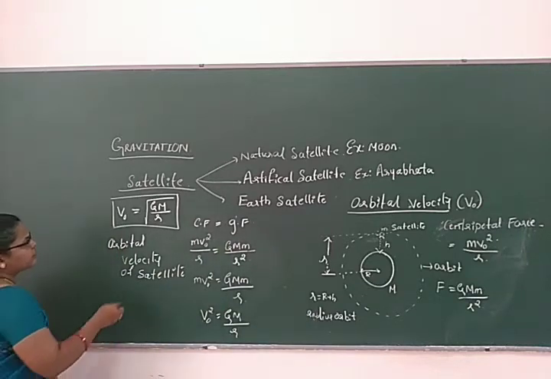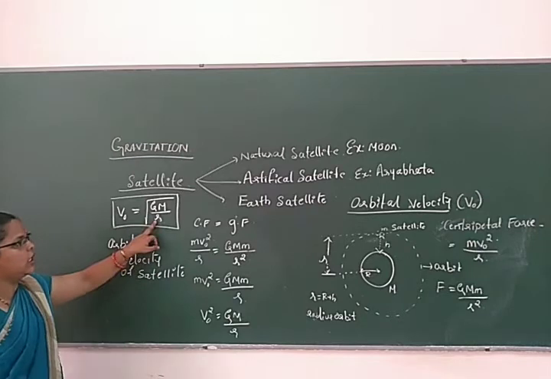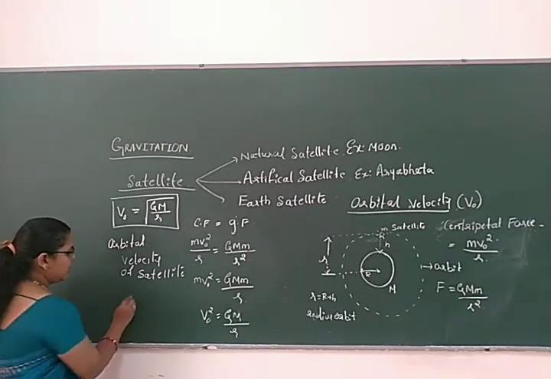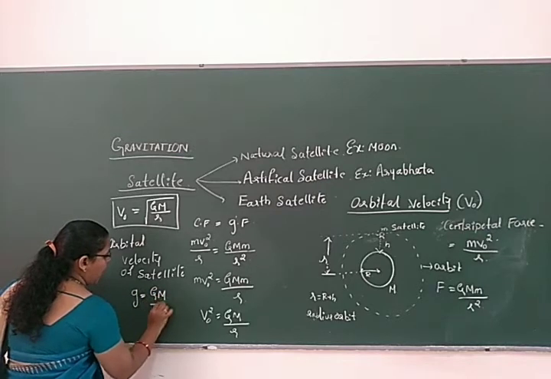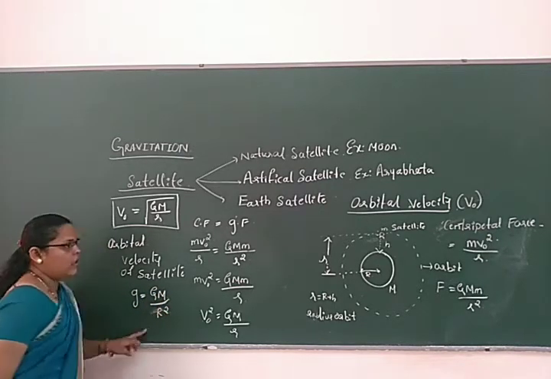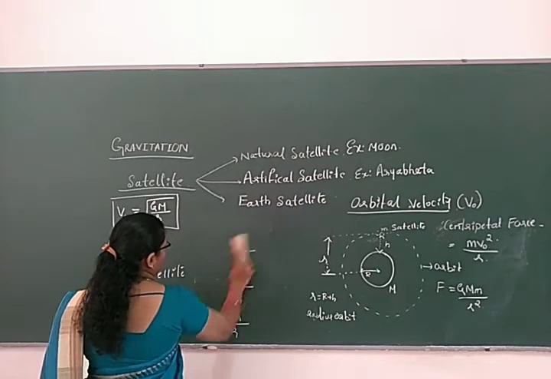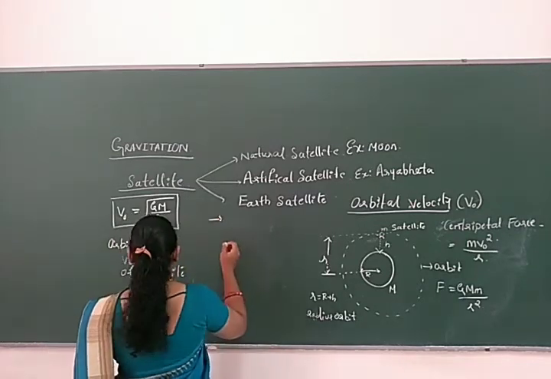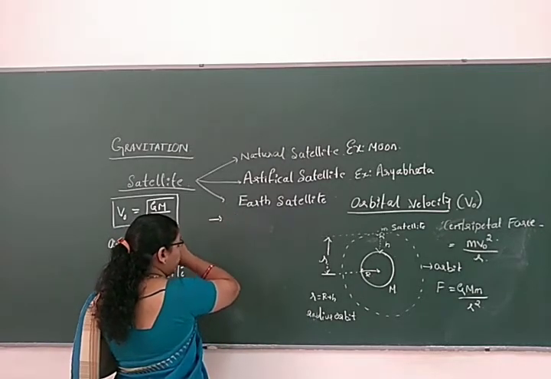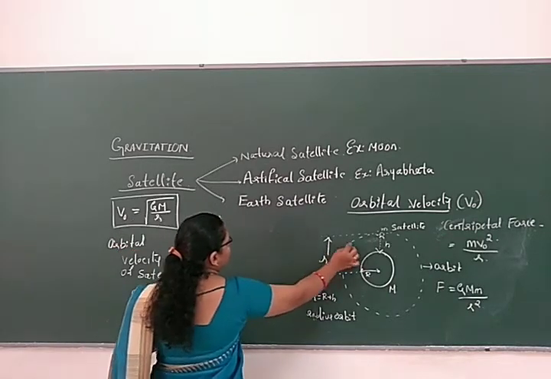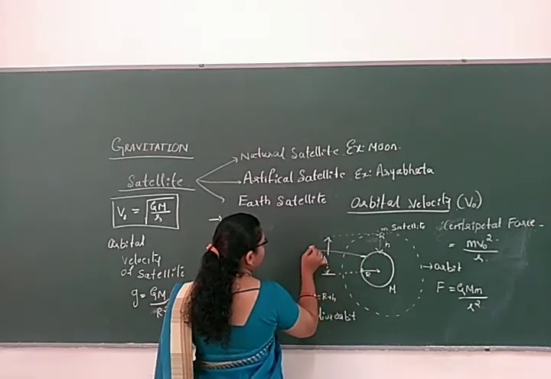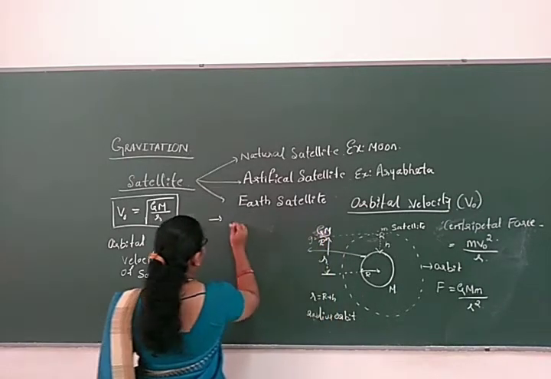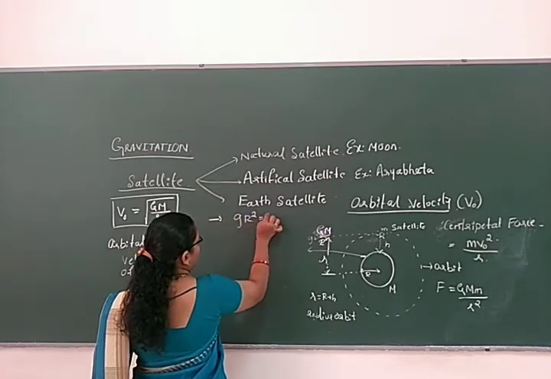Now, if you consider r here, what is this r? The orbital velocity, just now we said, depends on the mass of the Earth and the acceleration due to gravity on the surface of the Earth. How much is it on the surface of the Earth? g is equal to GM by capital R square. So I can write gR square is equal to GM.